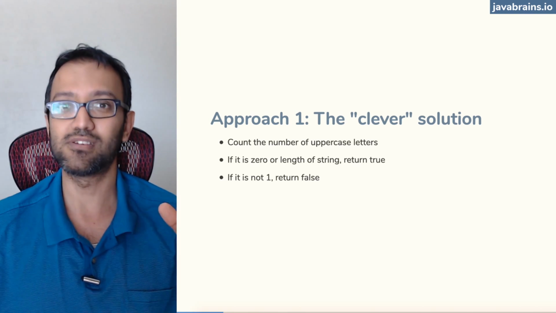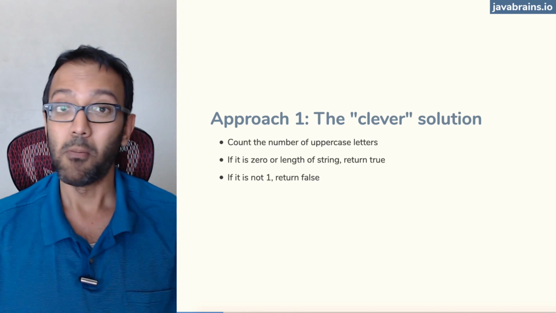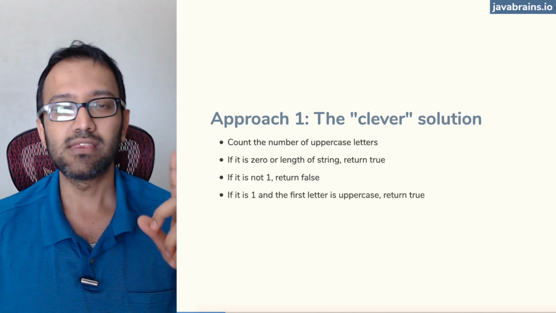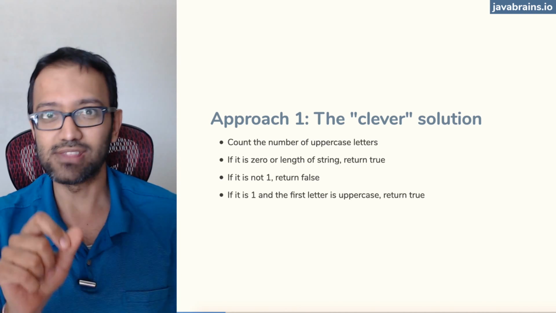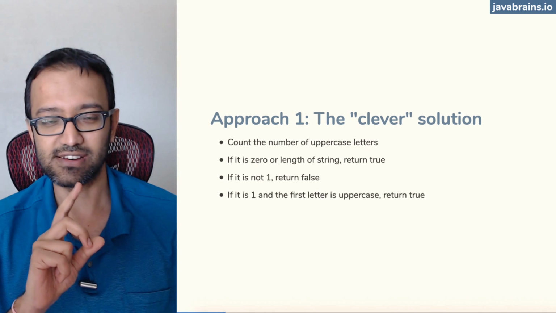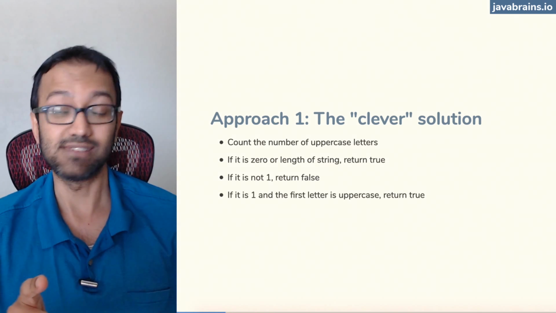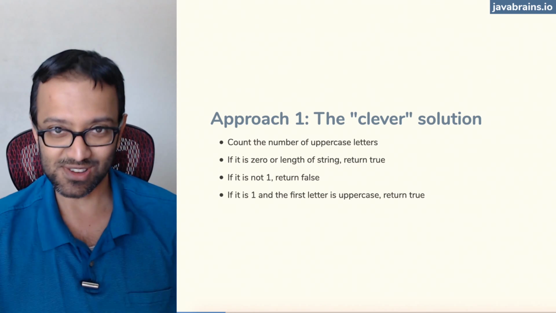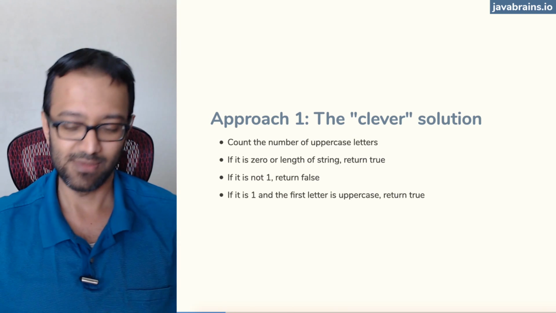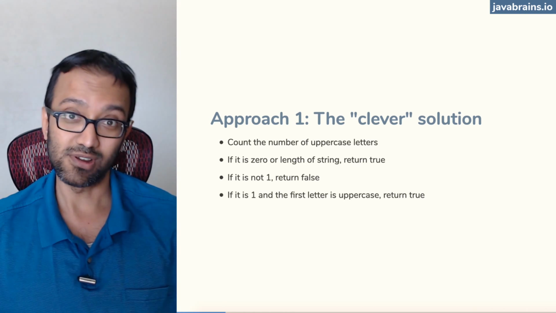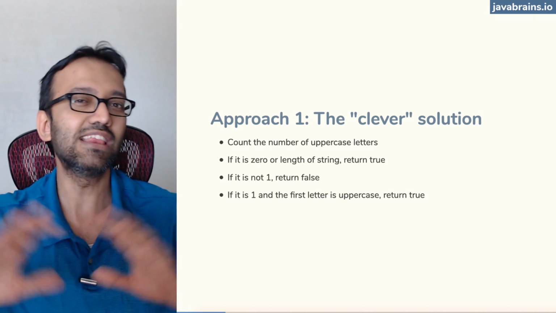That means there are more than 1 uppercase letters. That's not valid. You just return false. But if it is 1, then you just check the first letter. Is that the uppercase one that you got? You just check the first letter. If the first letter is uppercase, and you know that there is only 1 uppercase, that means obviously that the rest of the letters are lowercase. So in that case, you return true. And for all the other conditions, you return false. This is a clever solution. You're not dealing with the if conditions.